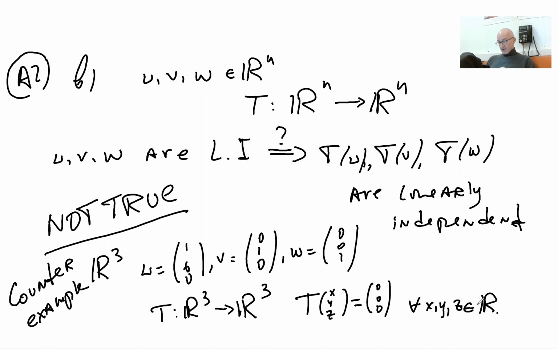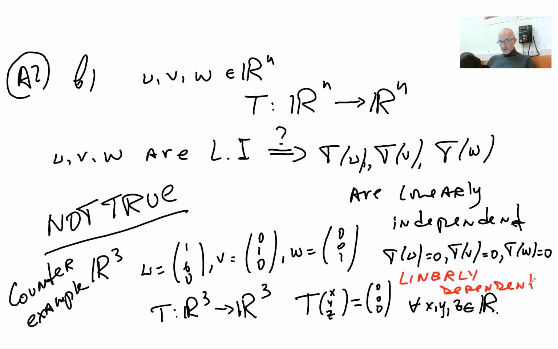So then, in this example, T(u) is 0, T(v) is 0, T(w) is 0. But if you have three vectors, one of them is 0, they are linearly dependent. So these vectors are linearly dependent. So this assertion is not true. Okay, let's go to the next question.